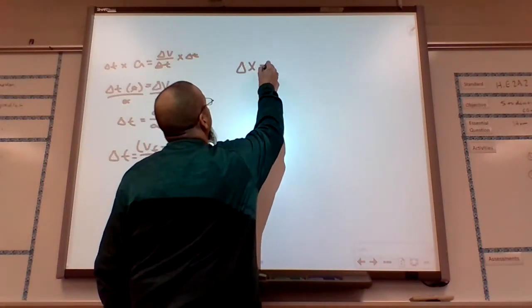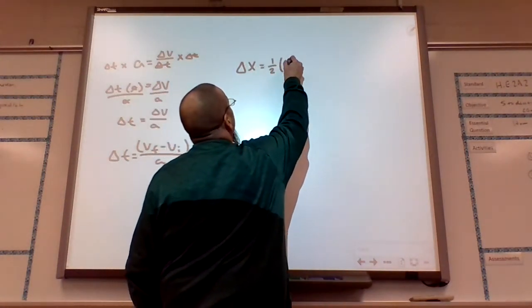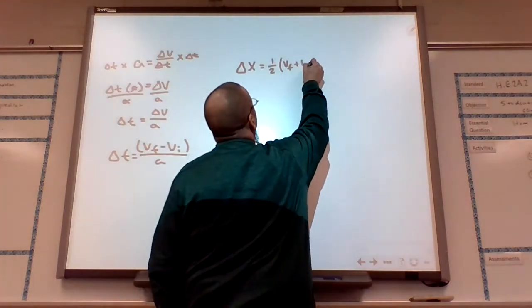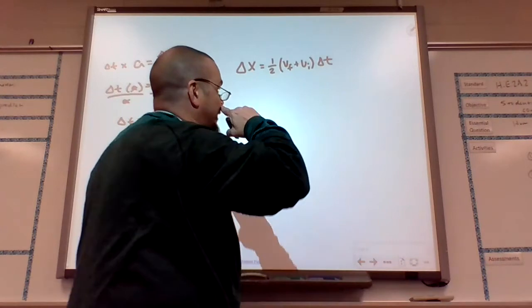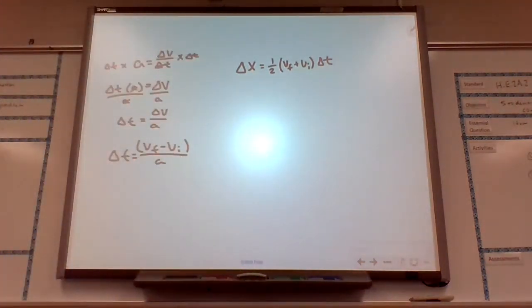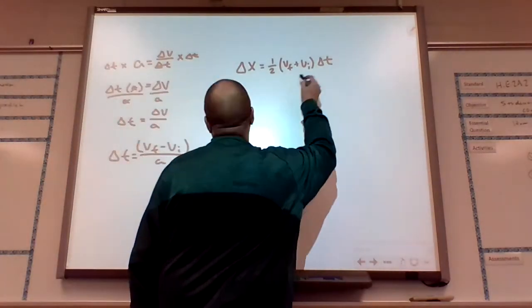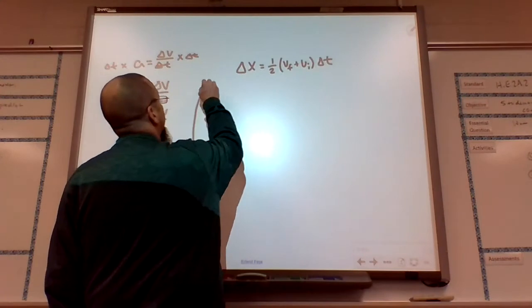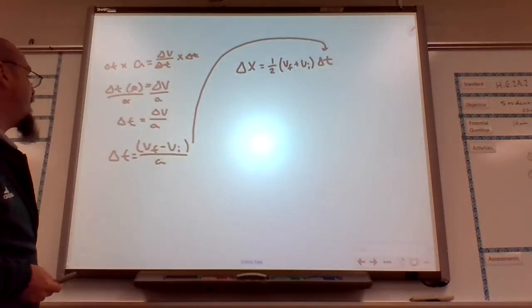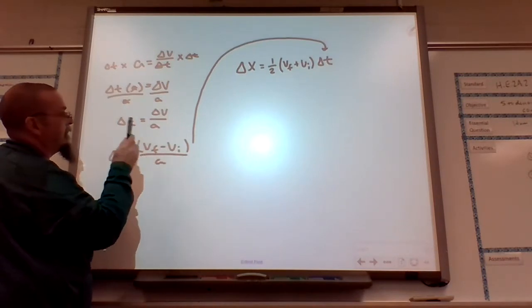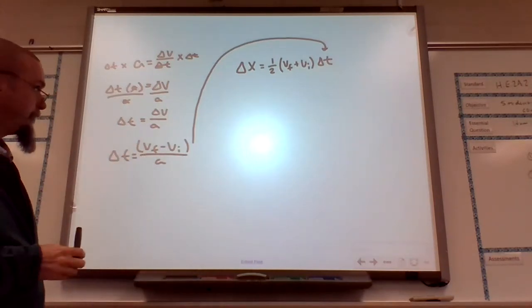Delta X, displacement, equals 1/2 VF plus VI times delta T. I think that was the first one that I taught you. And what we're going to do is we're going to replace delta T with this expression here. We're going to take delta T out and we're going to put VF minus VI over A in its place.